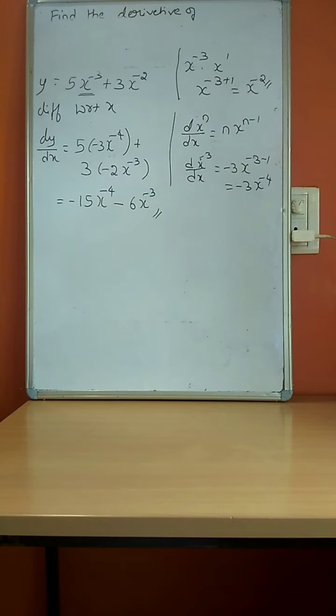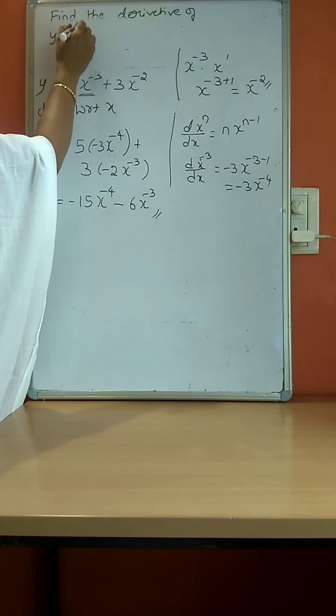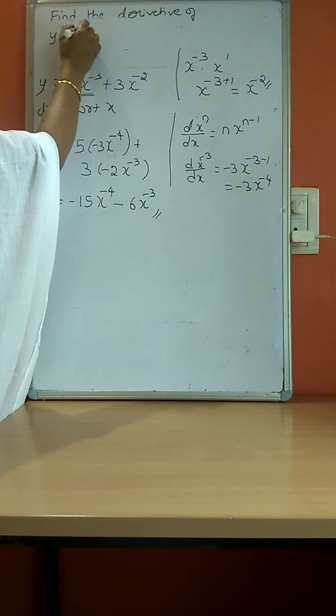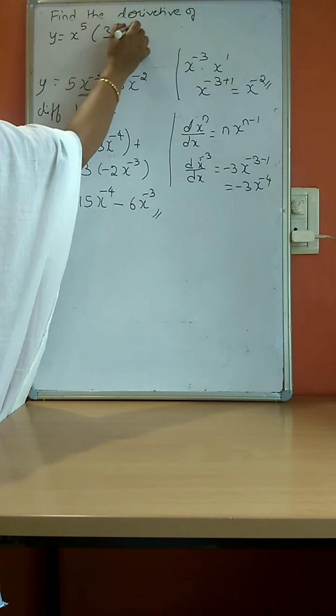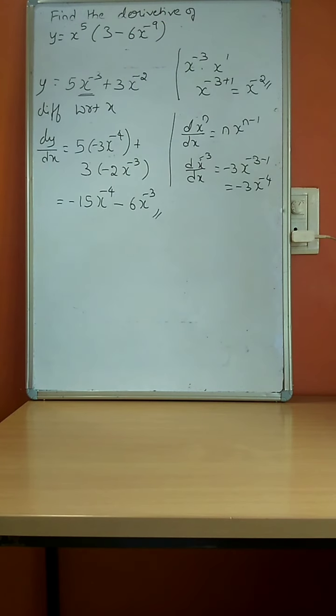Next problem. y is equal to x to the power of 5 into 3 minus 6x to the power of minus 9.